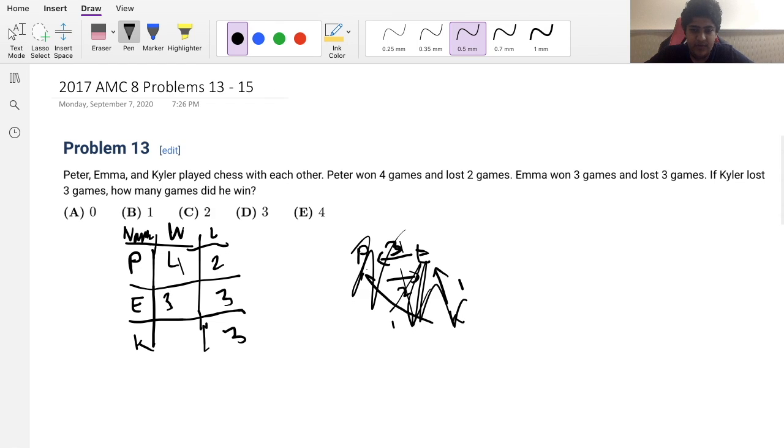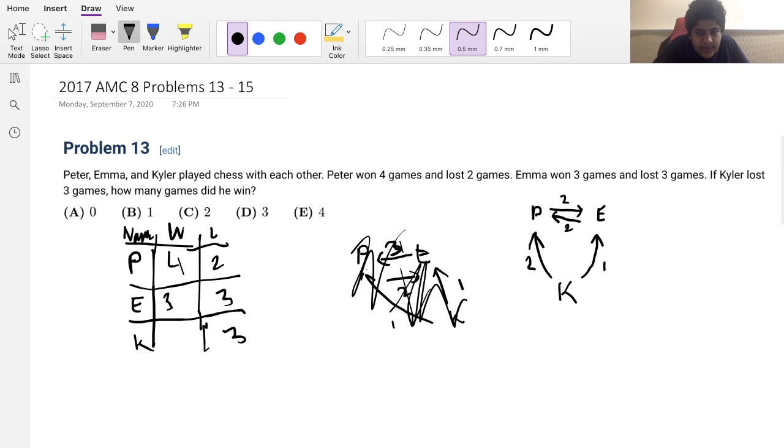This time, instead of focusing on Peter and Emma, focus on Kyler. We know that he lost 3 games, so let's assign 2 of them to Peter and assign 1 of them to Emma. Now we know that both Peter and Emma still need to win 2 games. So that means that Peter wins 2 games against Emma, and Emma wins 2 games against Peter.